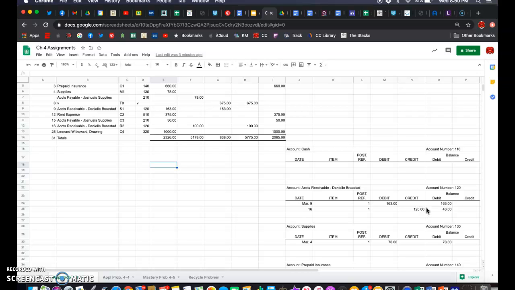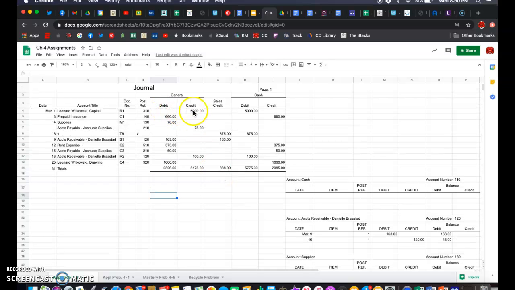All right, so this is the transaction on the 16th, where we received cash. Now we have to decrease our accounts receivable account, because they don't owe us the full $163. They didn't pay it all off, so they still owe us some money. So it's still going to be a debit balance. What I'm doing here is taking 163 and subtracting out 120, and it's a debit balance again because they still owe us money. And I know that accounts receivable should always have a debit balance.